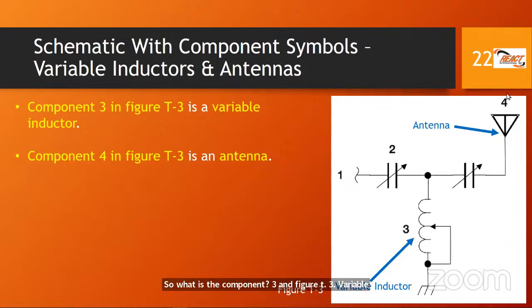Let's deal with component 4. What is component 4? Well, component 4 is this triangular looking thing here on the schematic. But what is it? Well, we have labeled it as an antenna, and that's exactly what it is. This is a symbol for an antenna, or one of the symbols that we use for an antenna. So component 4, which is this component here, in figure T3, so this schematic is figure T3, component 4 is an antenna. Again, both of these are exam questions.